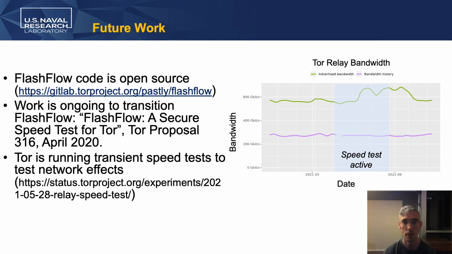And you can see in this graph here that covers the estimated and used bandwidths of the Tor network over a period during which one of these speed tests was active. And you can see that the speed test noticeably increased the self-reported capacity of the network from around 600 gigabits per second to around 650 gigabits per second.